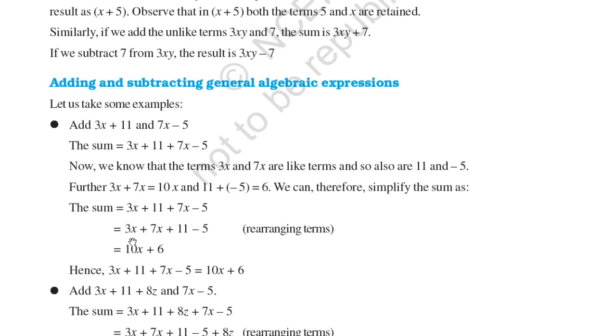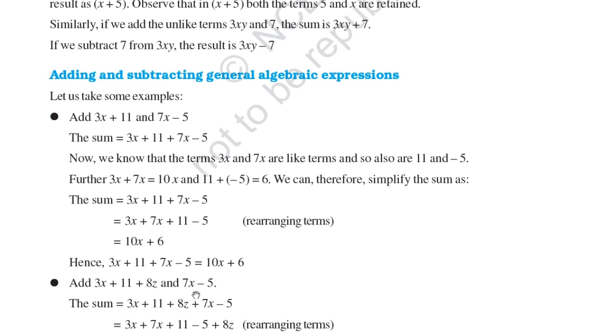The like terms 3x and 7x will come together and become 10x, and 11 minus 5 will become 6. So we have rearranged the terms. Hence 3x plus 11 plus 7x minus 5 is 10x plus 6.